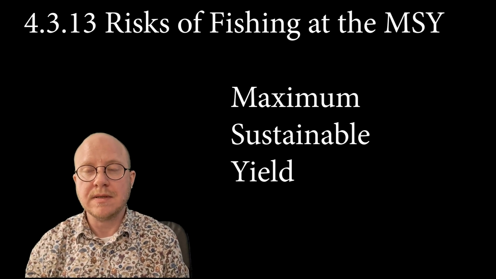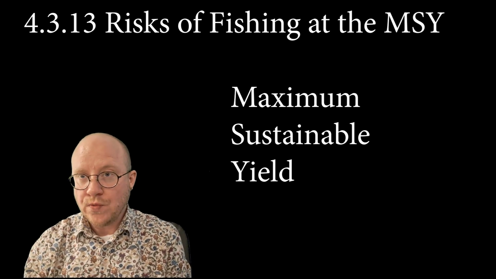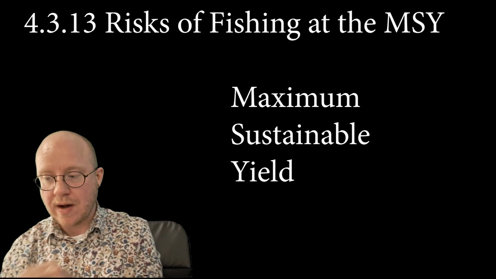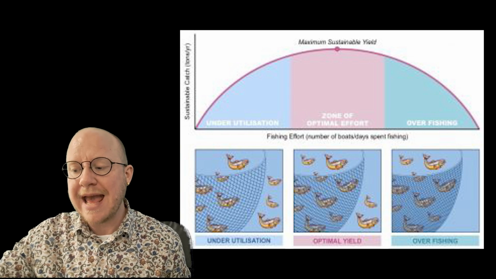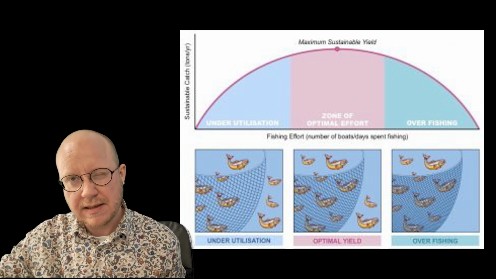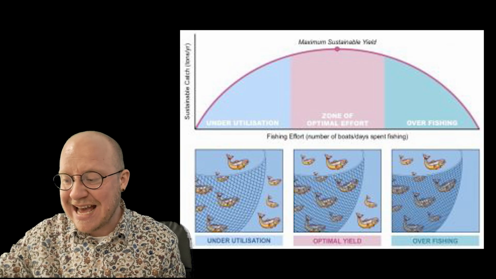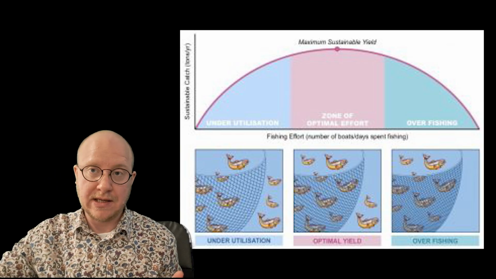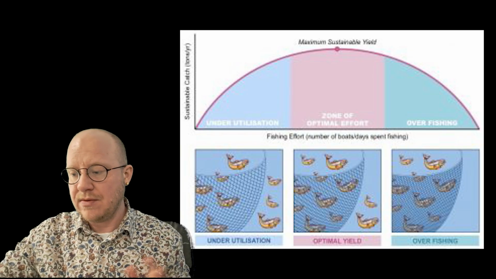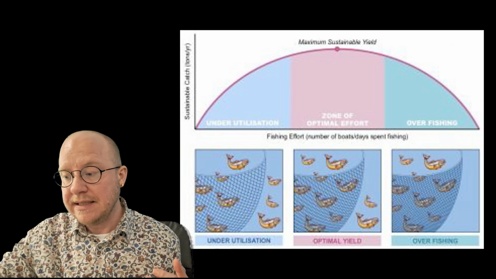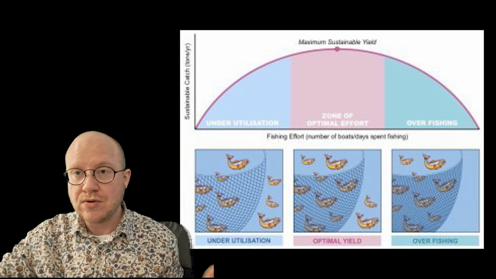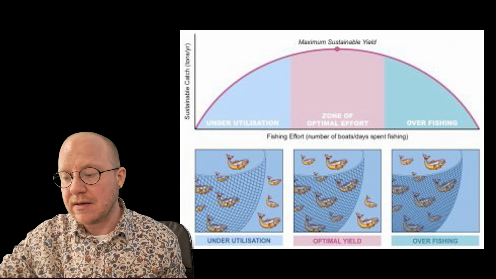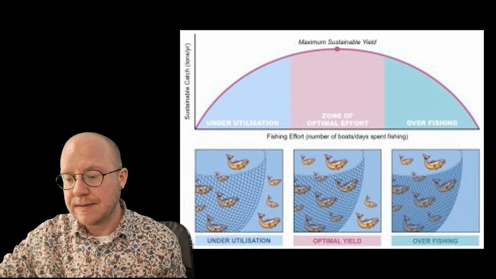4.3.13 risks of fishing at the MSY, the maximum sustainable yield. There are risks in harvesting fish at MSY levels, and these risks need to be managed carefully. MSY is only an estimated value. Okay, it's approximate. And attempting to harvest at exactly that rate will inevitably be inaccurate. Exceeding the rate and going beyond it may lead to reduction in reproductive potential, less fish babies, less new fish, and positive feedback causing rapid decline in fish stocks.